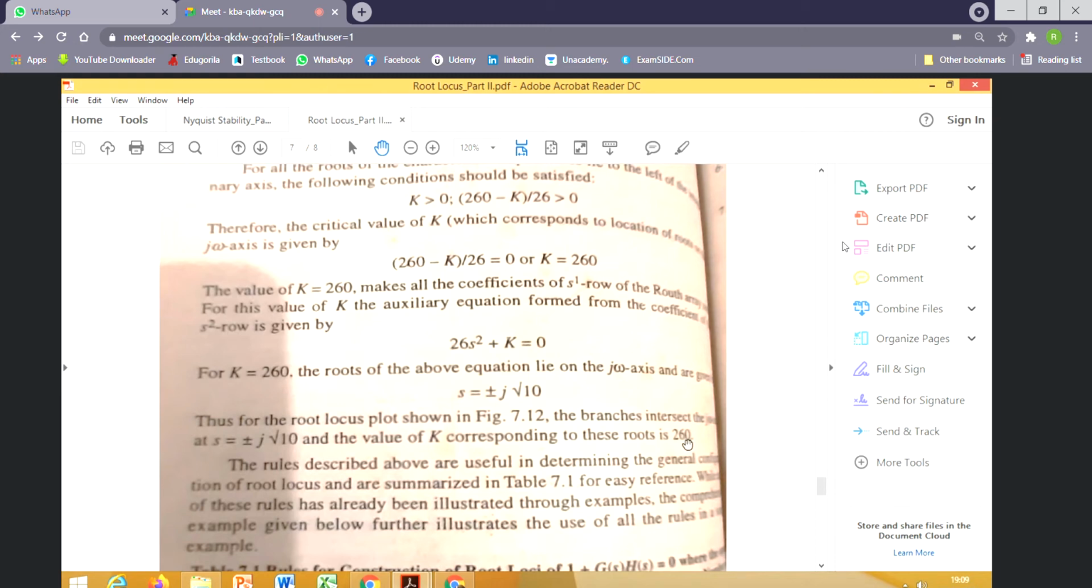So obviously, if we increase the value of gain k beyond this value, that means if it is 260.5 or 261, that means if k exceeds this value, then two root branches will move into the right half of the plane. That means for those values of gain k, two roots will lie in the right half of the S plane, thus making the system unstable.